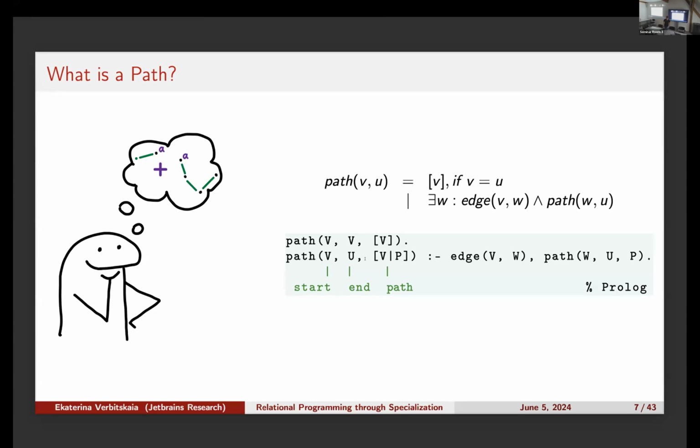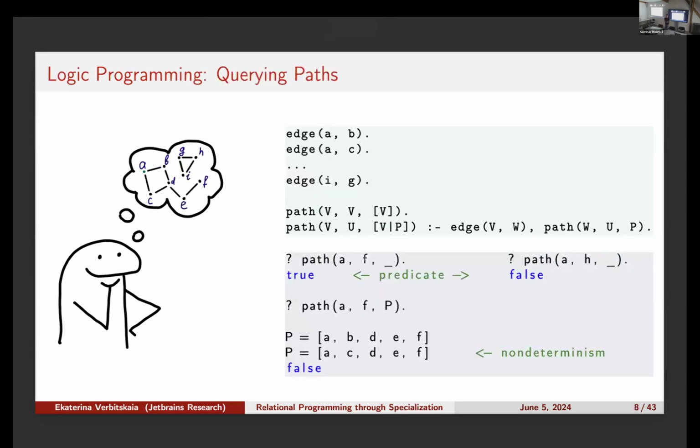And what is nice about it is having that, we can just run some queries to get the answers to all the problems we've had. So we can ask the Prolog program, is it true that there is a path from vertex A to F? And let it do a thing. And it will tell us that there is this path. We can ask if there is a path between A and H, and it will refute it. It will say that there is no such path.